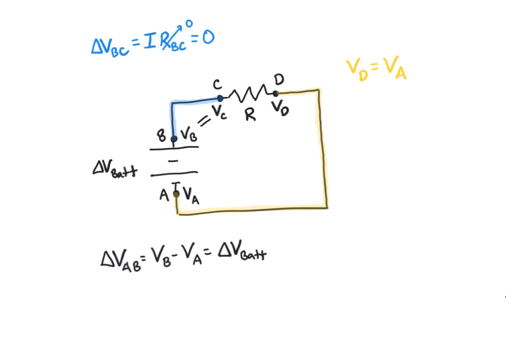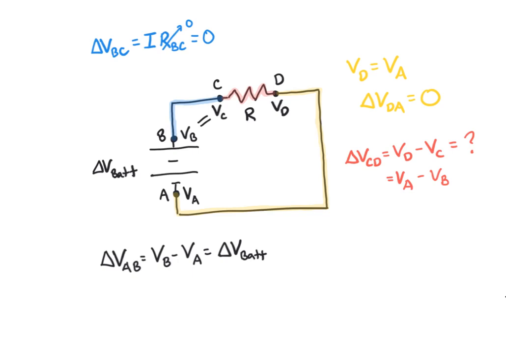There's nothing to extract energy from our system. This is where it gets a little bit more fun. What about the potential difference between C and D? Well, we've already established that the potential at point D is equal to the potential at point A, and the potential at point C is equal to the potential at point B. And you'll notice that this is simply the opposite of the voltage across the battery.